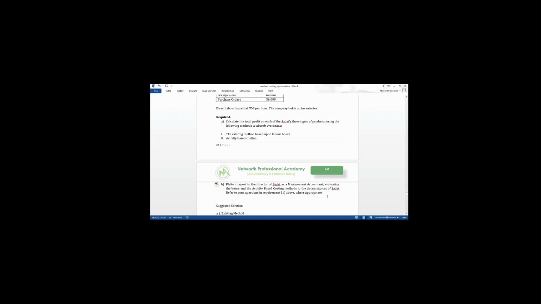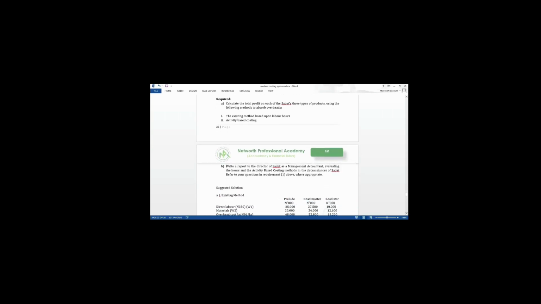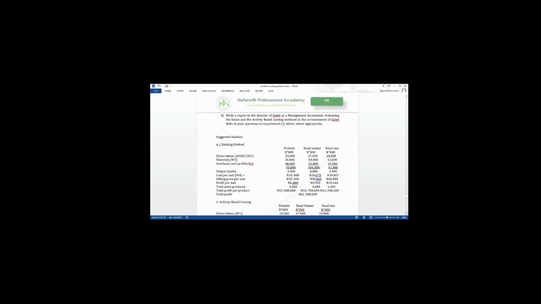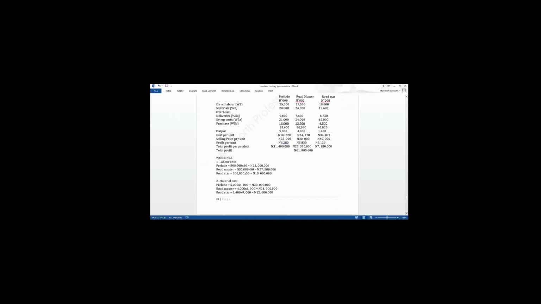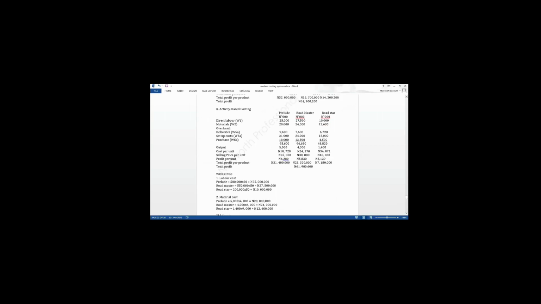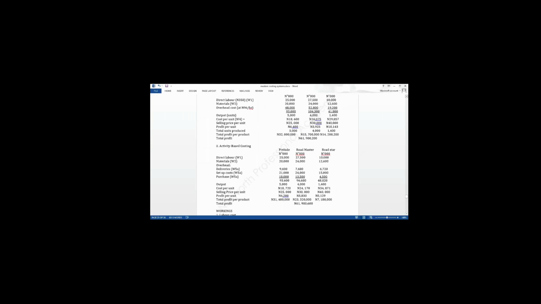Let us move to the solution. Let's go to our working first. For the A part, first start with your direct cost. Any cost that can be traced to the product, like the material cost. Look at it, please. Material cost per unit, 4,000 naira. Multiply by the number of units produced. Can you see it?